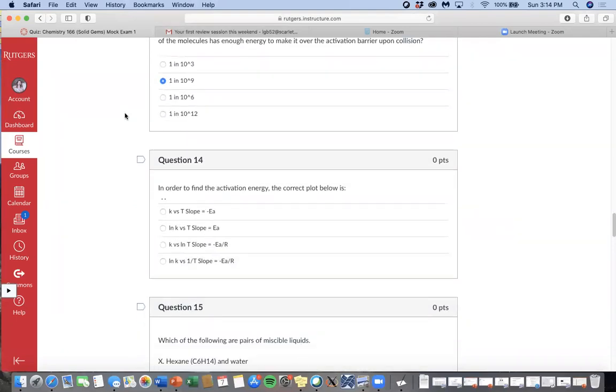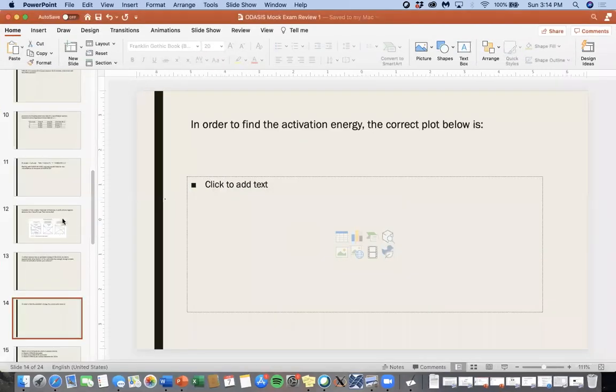Okay, so the next one is, in order to find activation energy, what numbers you have to plot. The correct answer to this one would be ln k versus 1 over T, where your slope is negative EA over R.